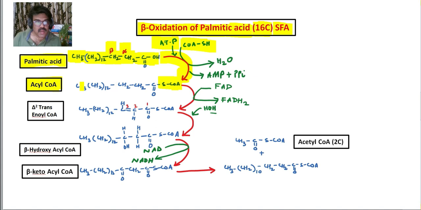Now we see this beta carbon and this alpha carbon, and as we discussed earlier, we have to bring a ketone group at the beta position. A molecule of FADH2 is formed when two hydrogen atoms are released. So see, one hydrogen from the beta position and one hydrogen from the alpha position are released. So it becomes, and we see the direction is opposite. So this position is trans.